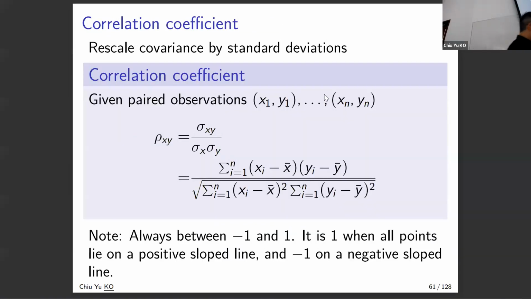Then we come to the very last measure that we learn in this class. It's what we call the correlation coefficient. So don't worry, this one is super easy. This one tries to make our covariance more accurate in the sense that we will make it always fall between -1 and 1. Why we do that is to normalize it so we can compare across different data sets, right?